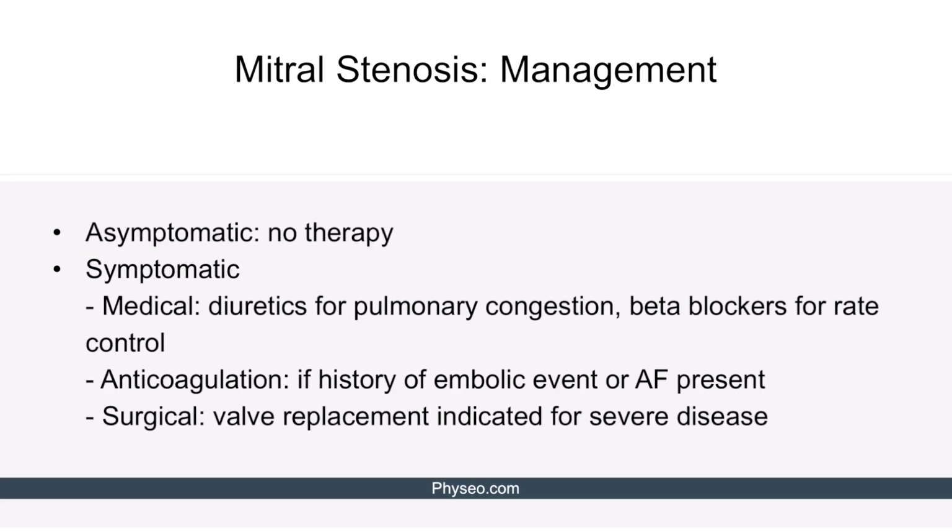If mitral valve stenosis is discovered and the patient is asymptomatic, then no therapy is warranted. If patients are symptomatic, pulmonary congestion can be treated with diuretics. Heart rate can be controlled with beta blockers. If atrial fibrillation is present or patients have a history of prior embolic event, then long-term oral anticoagulation is recommended. Valve replacement is indicated in severe disease.